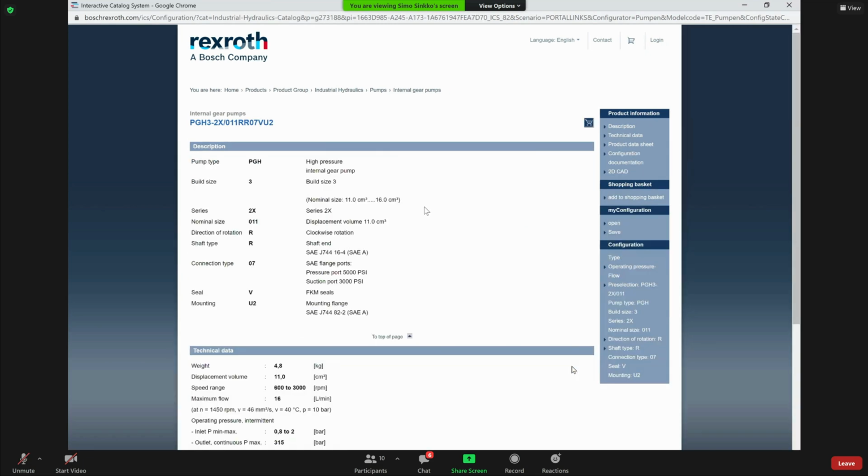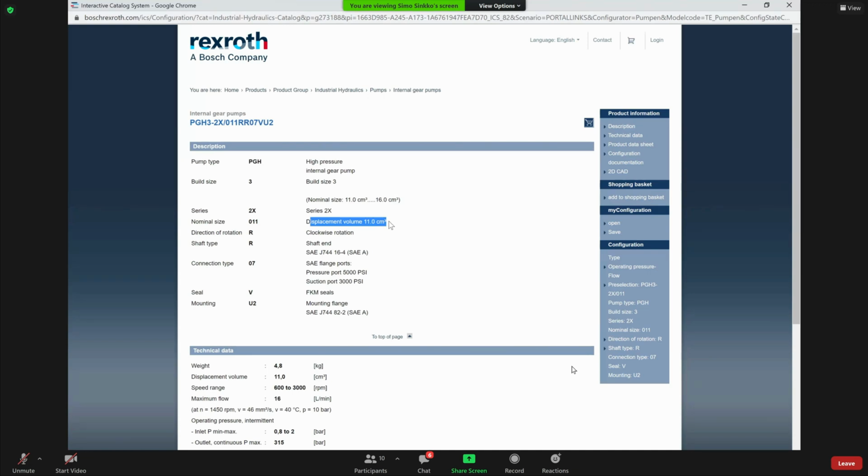And there it is. The pump type BGH. The frame size is 3, series 2X. I don't know what it means. But then the important thing is here, the nominal size, 011, meaning that the displacement volume is 11. And what we calculated was that what we need is 9.72.